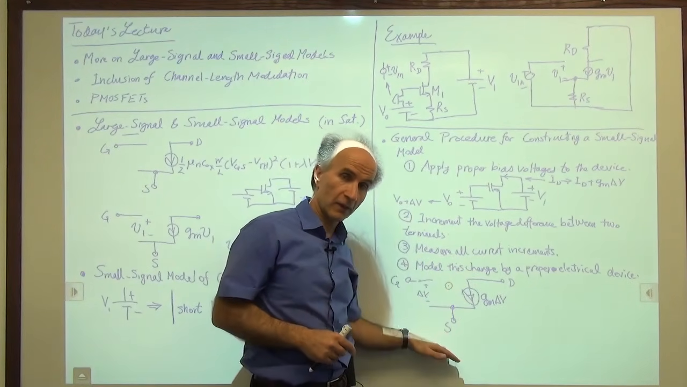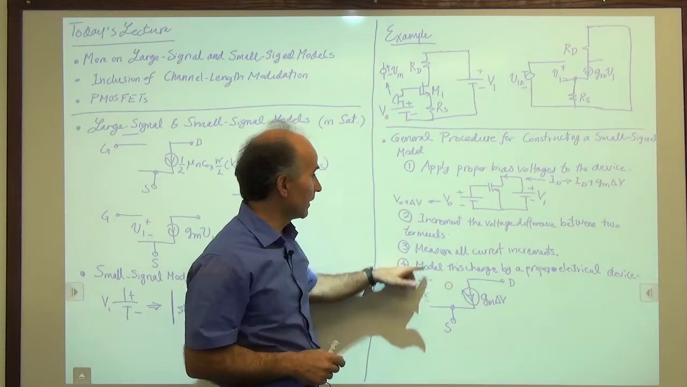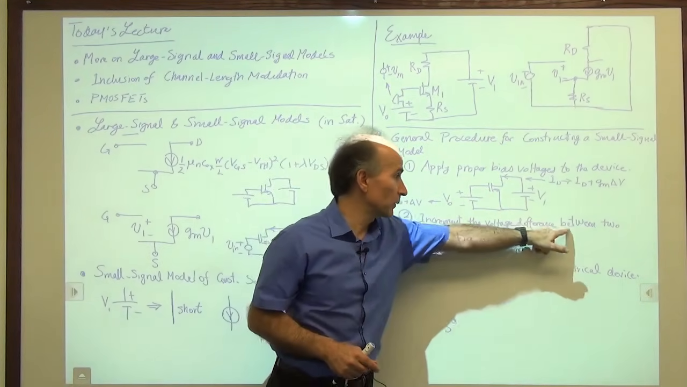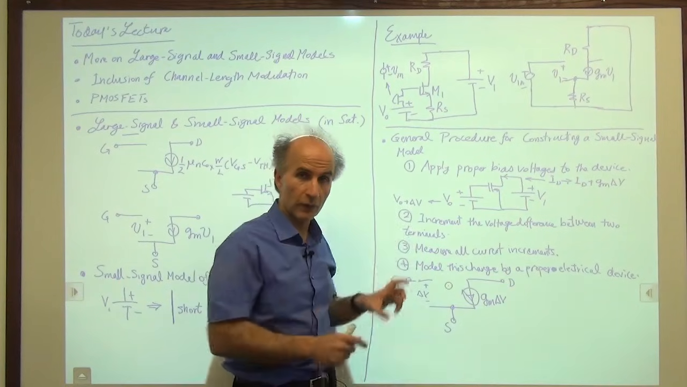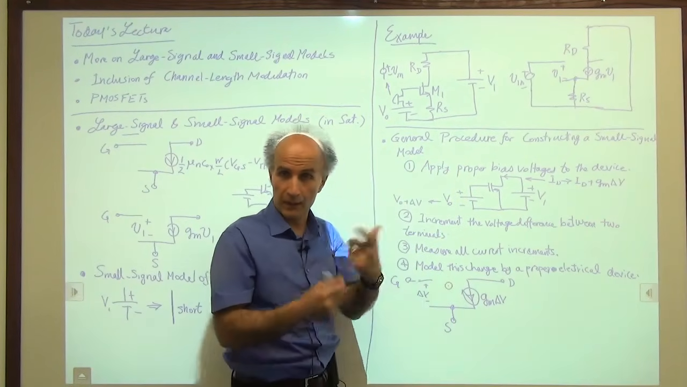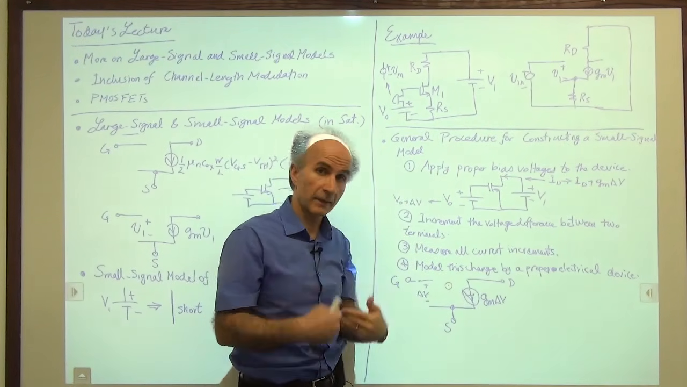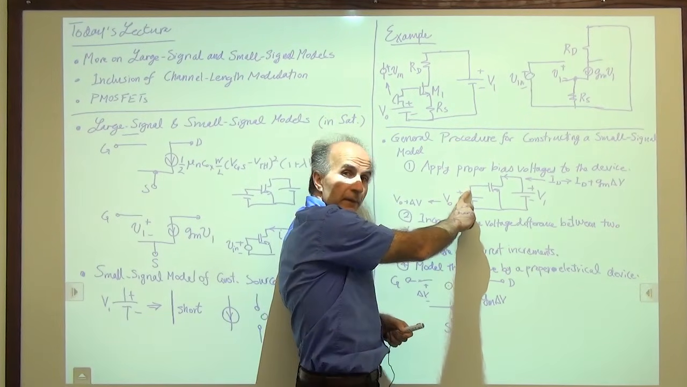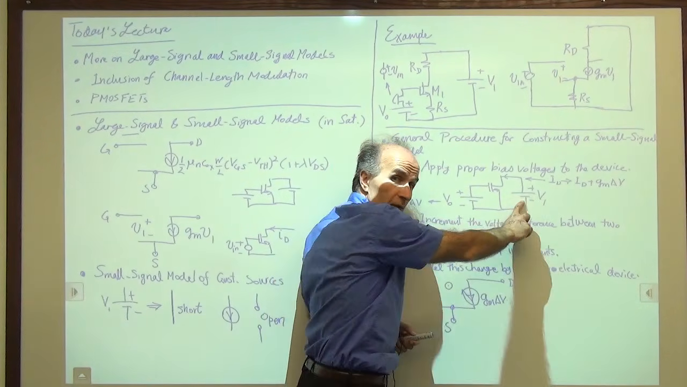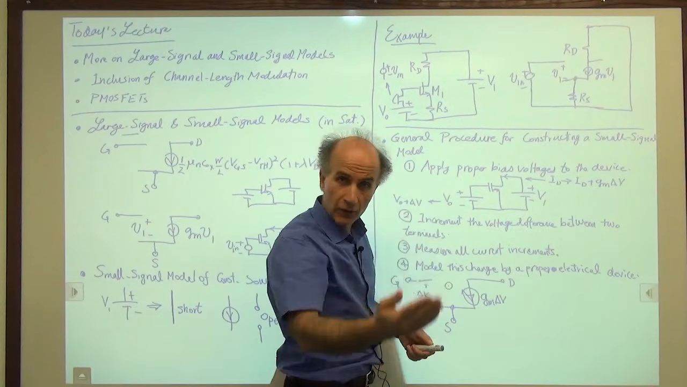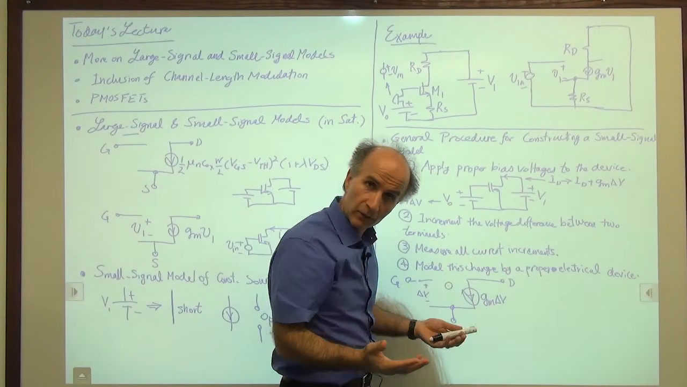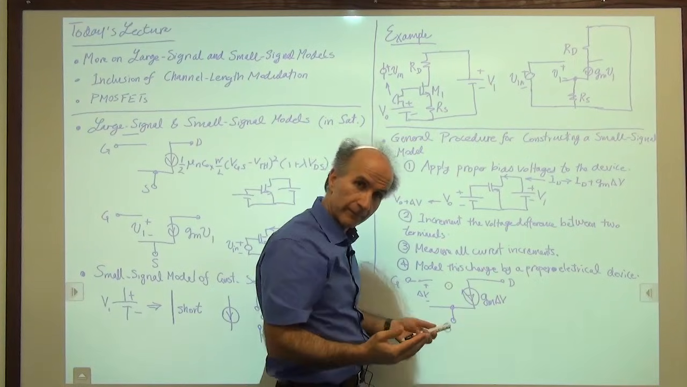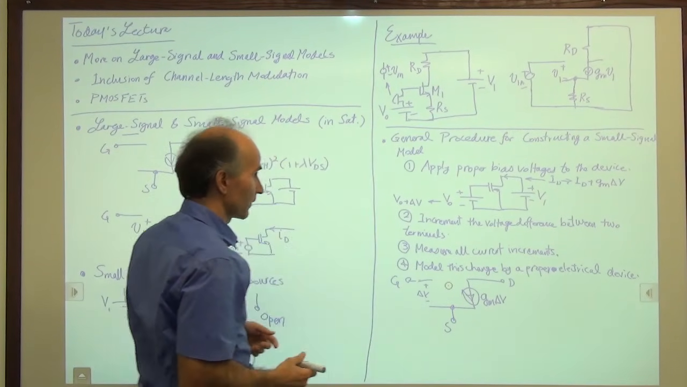But our construction is not finished yet, because we said increment the voltage difference between two terminals. So we have to do this for every two terminals and see what we get. In the next step, what we have to do is keep this voltage constant, and now go ahead and increment this voltage. And again, measure all the changes in all the currents, and then see what we can do to model them properly. All right, so let's go ahead and do that.